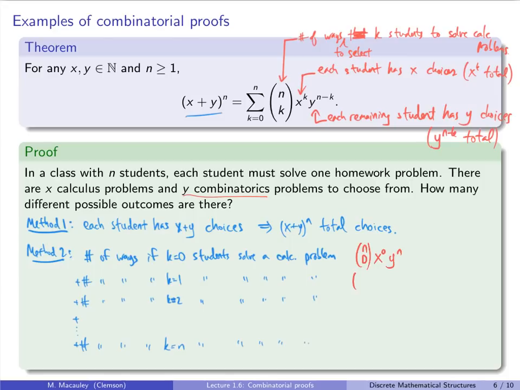If there's one student, then there's N choose one ways to choose that one student. That one student has X choices, and the remaining N minus one students have Y choices. And then so forth, this is N choose two ways to pick the two students to solve the calc problems. Those two students will have X choices each, and then the remaining N minus two students have Y choices each. And so forth, we add this up, and finally we get N choose N, X to the N, Y to the zero. And that's the end of the proof.